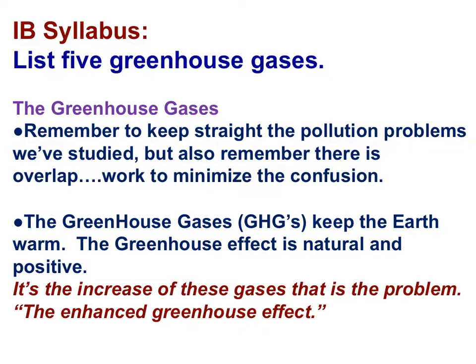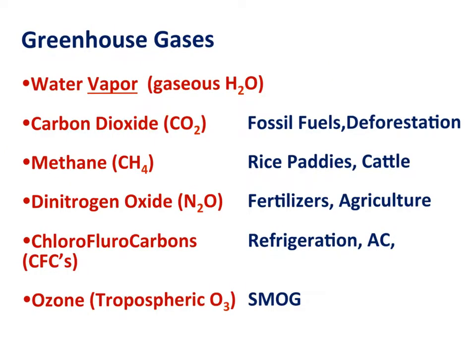Also remember, greenhouse gases keep the Earth warm. The greenhouse effect is positive for a habitable Earth, but it is the increase of these gases that is the problem in climate change, the enhanced greenhouse effect. Here is a list of 6 greenhouse gases, and I want you to memorize the first 5 in the list.